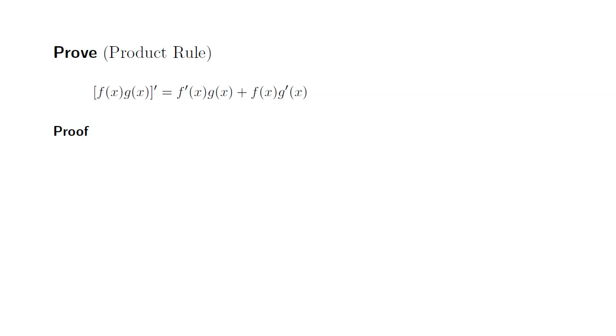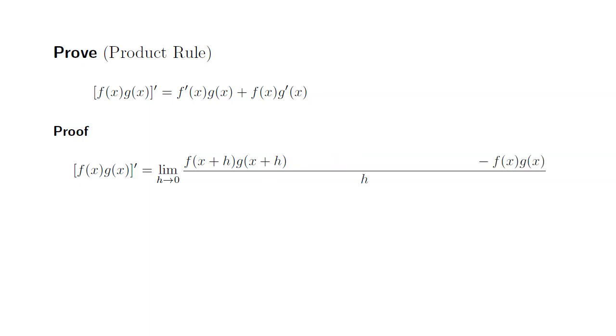So I'm going to start with the derivative of f of x times g of x is equal to, using the limit definition, the limit as h approaches 0 of f of x plus h times g of x plus h minus f of x times g of x all over h. Right? So I'm going to make a little bit of room here, and I'm going to subtract f of x times g of x plus h and add the same thing back. So we have that. Right?